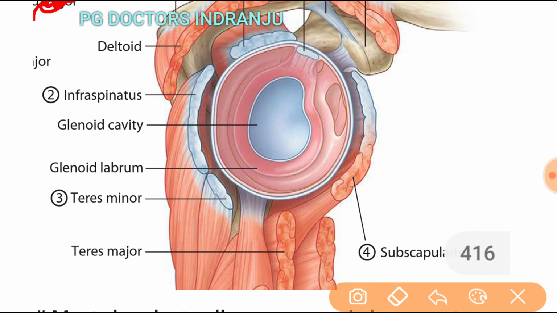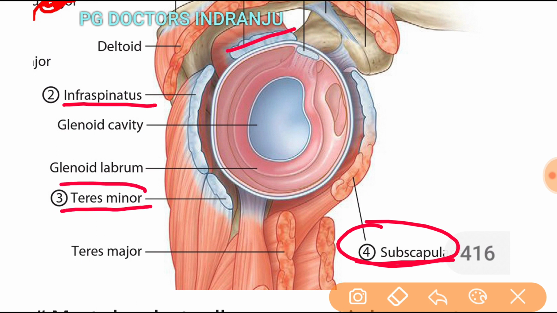So you have to remember the muscles which form the rotator cuff: subscapularis, infraspinatus, supraspinatus, and teres minor. And sometimes the subscapularis is missing in that. This is also asked.